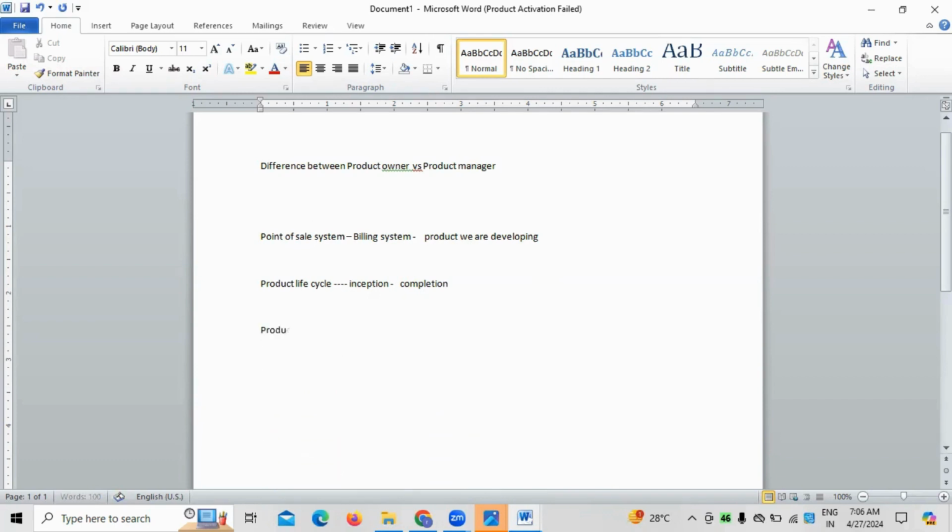You will understand. For example, if you are a product owner, the example I'm taking is the point of sale system. I'm taking this point of sale system as an example. I'll explain from this context. If you are a product owner, first point, what business goal do we want to achieve?